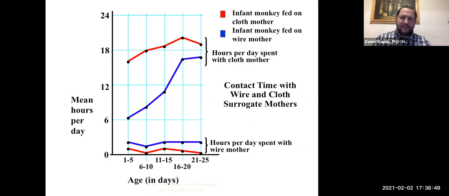Now, this is the graph of infants that were fed with a wire monkey versus a cloth monkey. And we see that whether they were fed with a wire mother or whether they had a cloth mother with no feeding, both groups spent significantly more time with the cloth mother relative to the wire mother, even the kids that were fed by the wire mother. So body contact provides a sense of safety and security that goes beyond just feeding.